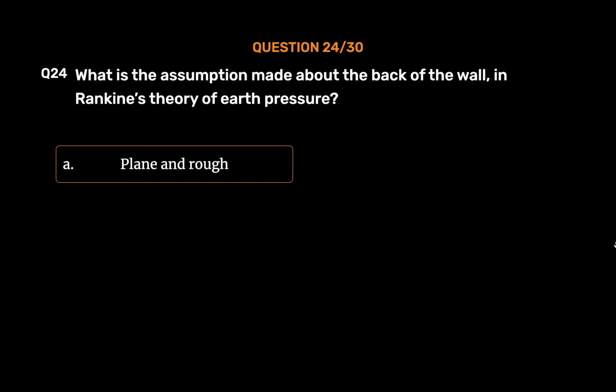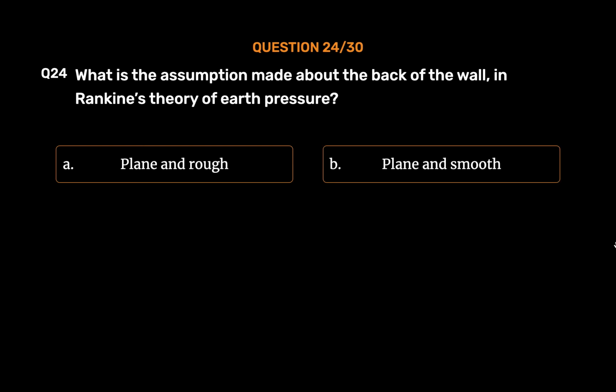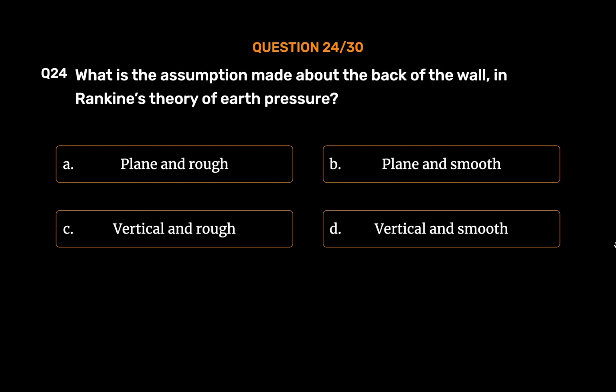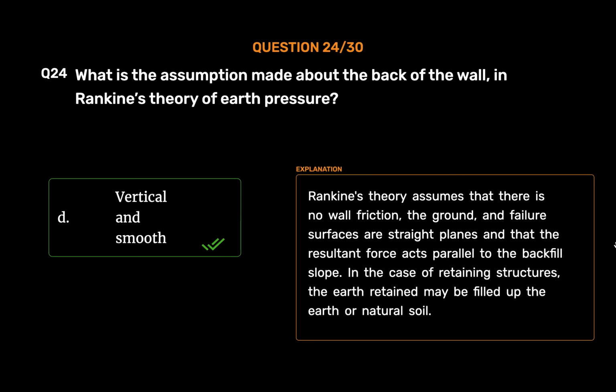Option A. Plain and rough. Option B. Plain and smooth. Option C. Vertical and rough. Option D. Vertical and smooth. The correct answer is option D. Vertical and smooth. Rankine's theory assumes that there is no wall friction, the ground and failure surfaces are straight planes and that the resultant force acts parallel to the backfill slope.